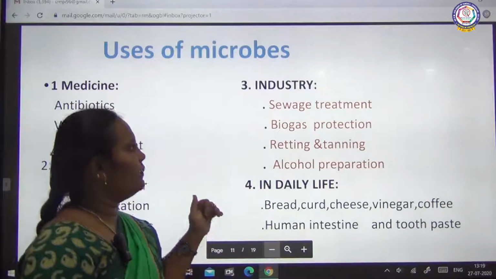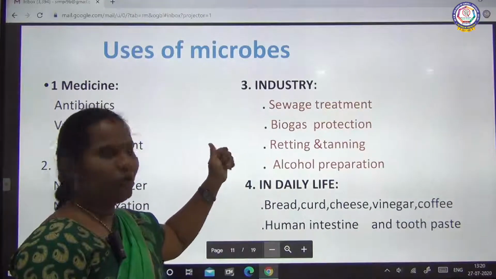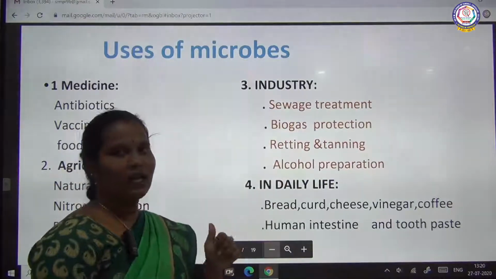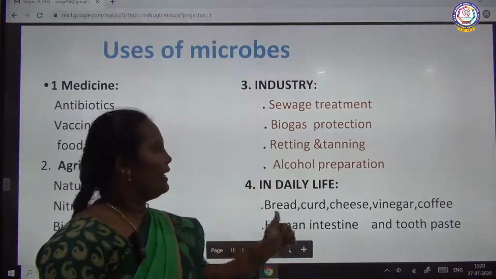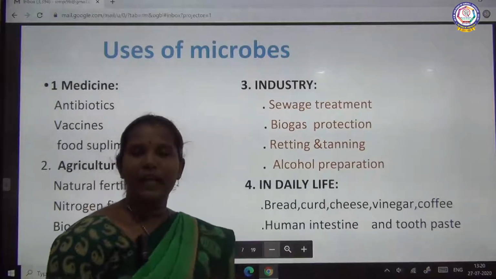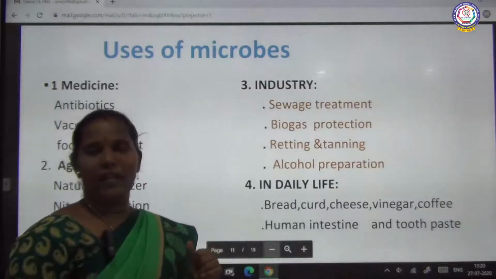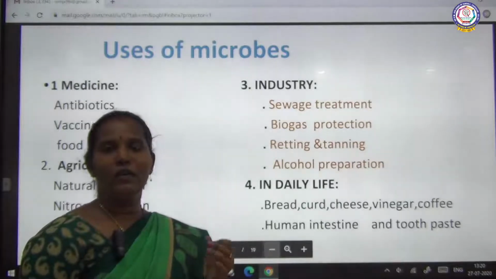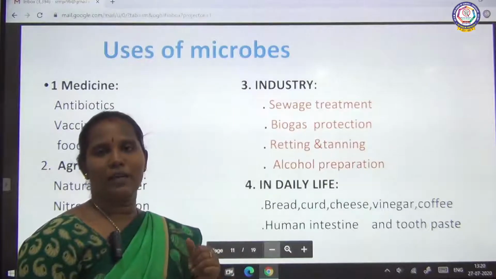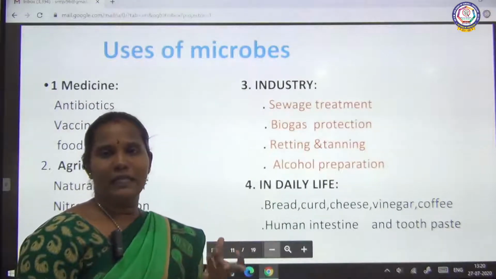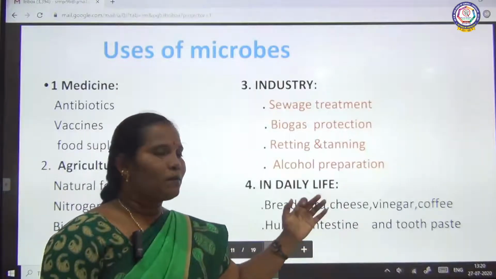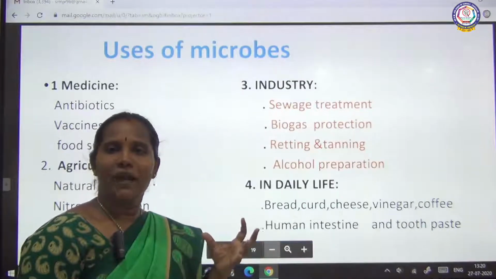Next one is the industrial field. In this industrial field, four subtypes are there: sewage treatment, biogas production, retting and tanning, and alcohol preparation. Then in our daily life, many microbes are used. For example, curd. We are using curd, no? That is a useful effect of microbes. Then in our small intestine also some microbes are there. In toothpaste also some algae are present. Like this, many microbes are present in our daily life activities.